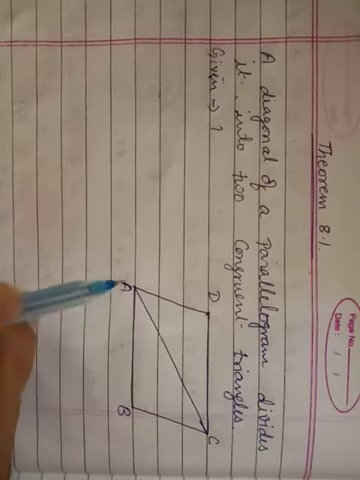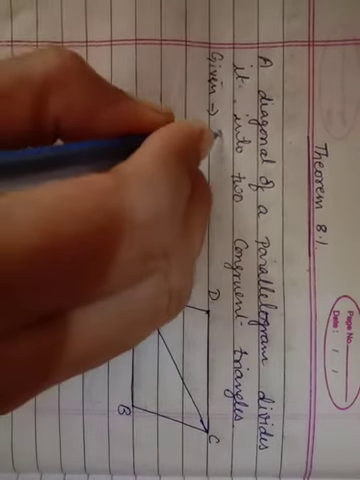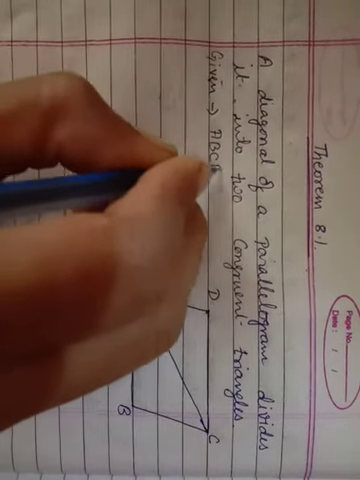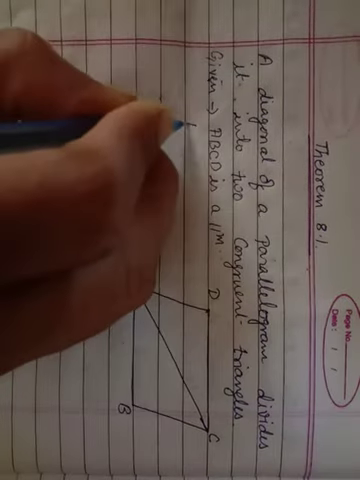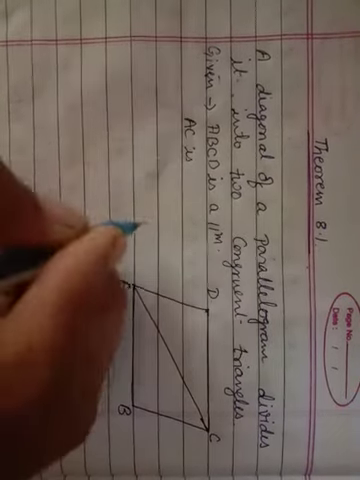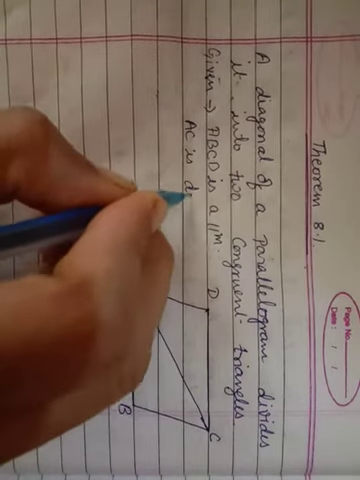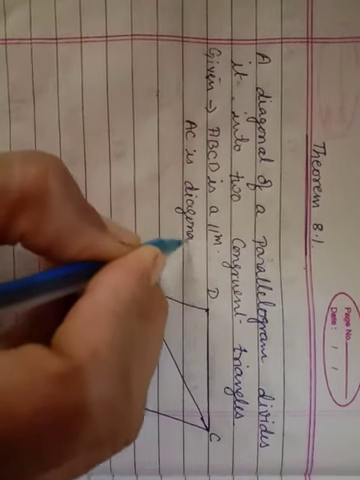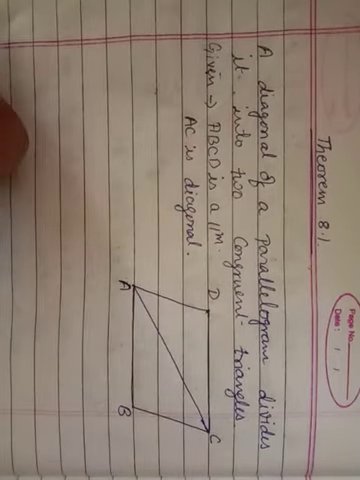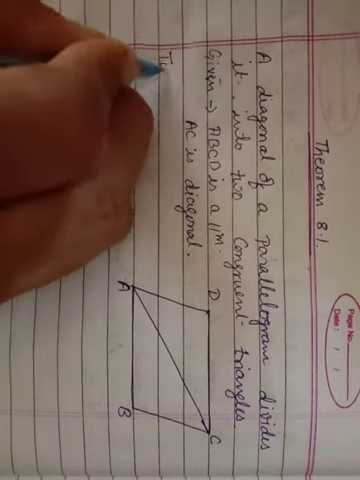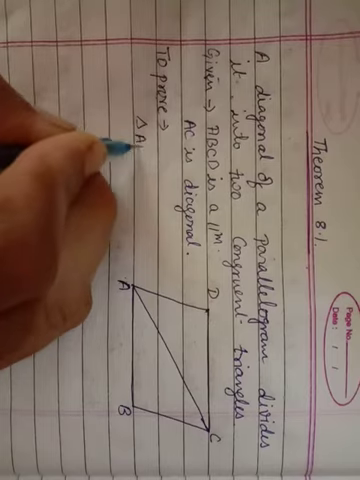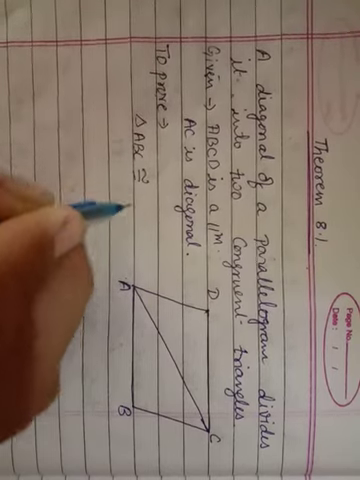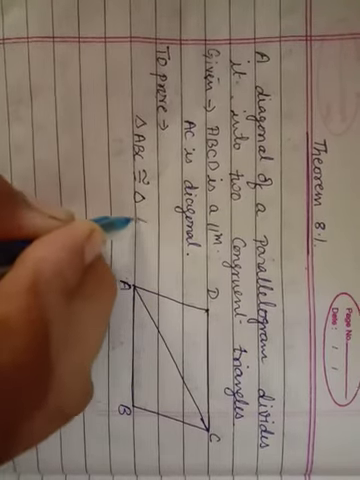So given ABCD is a parallelogram, AC is the diagonal. Okay, now we have to prove that triangle ABC is congruent to triangle ADC.